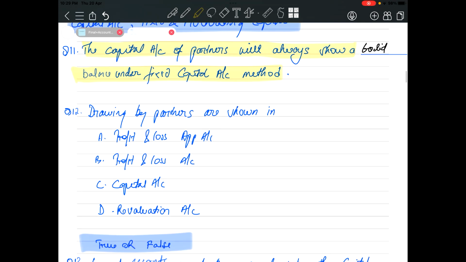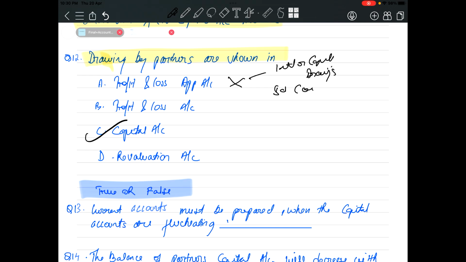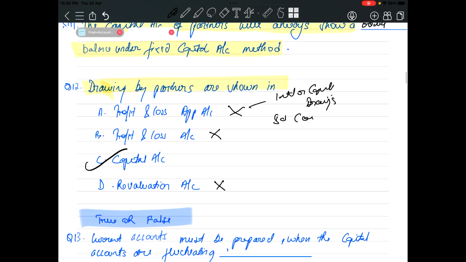Now let's move to question number 12. Drawings by partners are shown in which account? Profit and loss appropriation account. Is this the right answer? No. The profit and loss appropriation account will include interest on capital, interest on drawings, salary, commission. So drawings by partners will be shown in the capital account. This is the right answer. Will it be shown in the profit and loss account? No. Will it be shown in the revaluation account? No. So the right option left is the capital account.